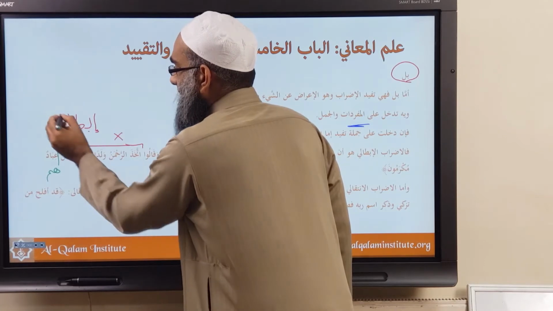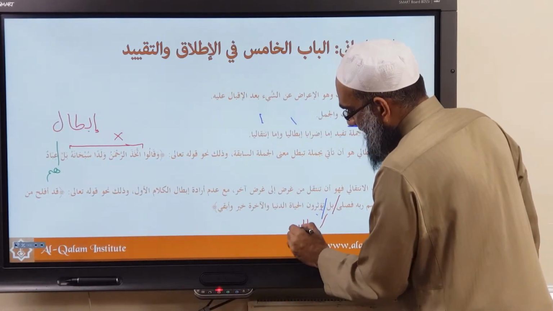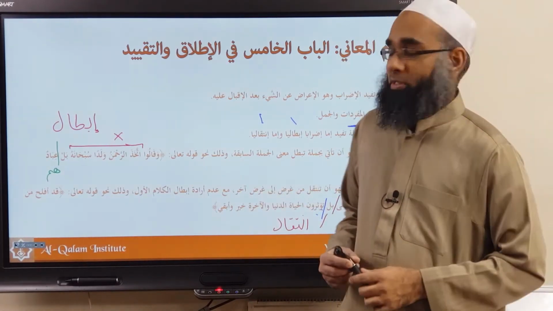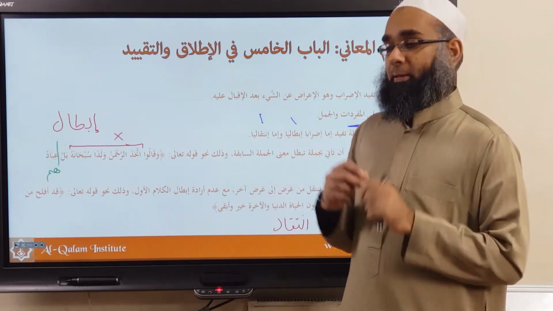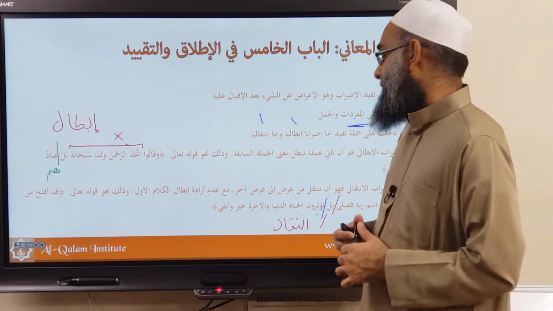Ibtal, to nullify the previous sentence. And this bal is for what? This bal is for intiqal. Not for death. For what? Changing away from the death portion. This bal is for changing the topic. What was the translation there? تُؤْثِرُونَ, آثَرَ يُؤْثِرُ إِيثَارًا, to give preference.